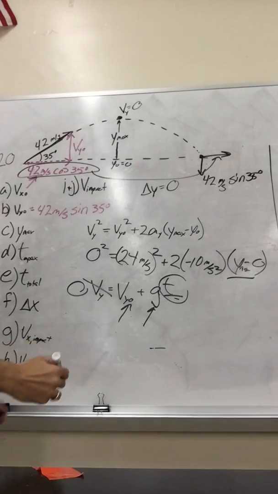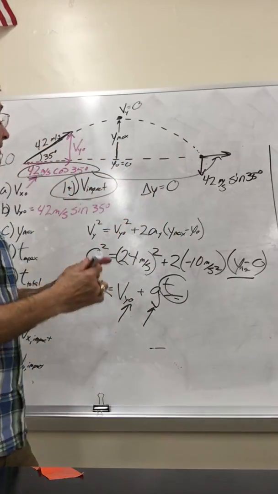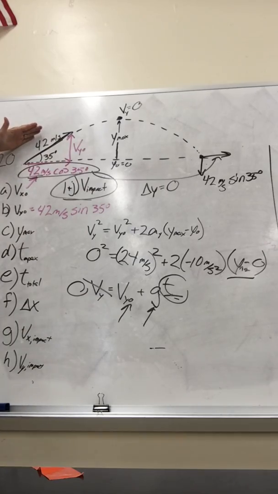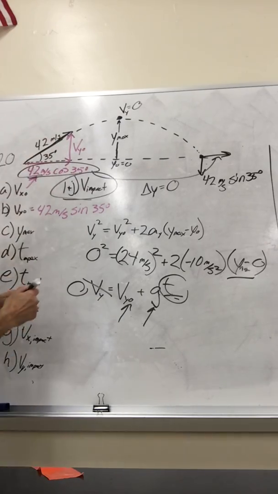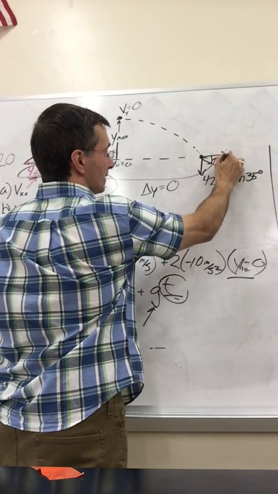Okay. And then the overall velocity at impact. Since we're at the same elevation, guys, it's going to have the same magnitude, but the direction is just going to be, instead of 35 above, it's going to be 35 degrees below.